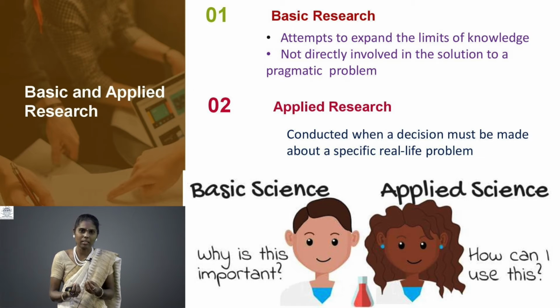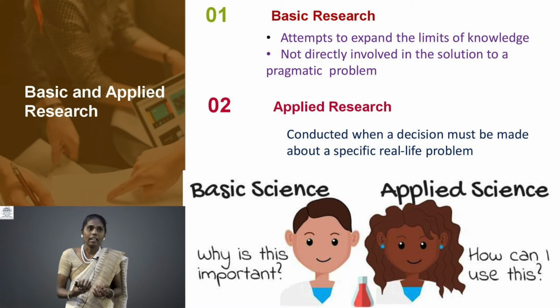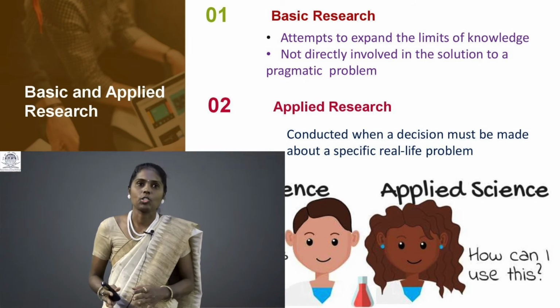Basic research attempts to expand the limits of knowledge, whereas applied research is conducted when a decision must be made about a specific real life problem. Applied research says, how can I use this? For example, let us take the same example of yoga. Yoga is good for health, but if you have breathing problems, if you use pranayama, then your lung capacity can be improved. So, that is applied research, right?